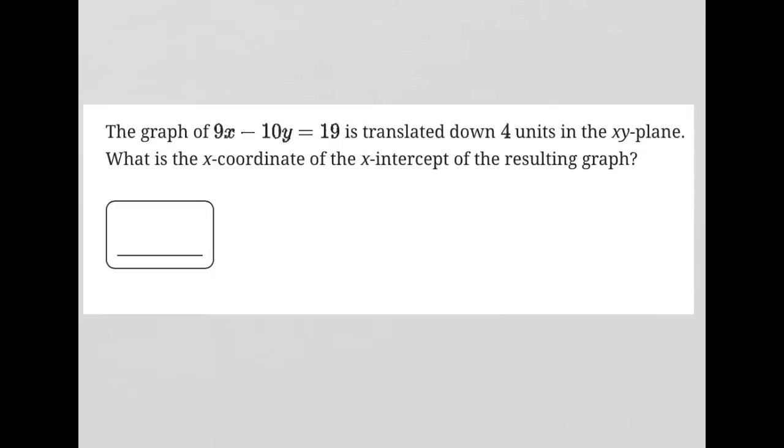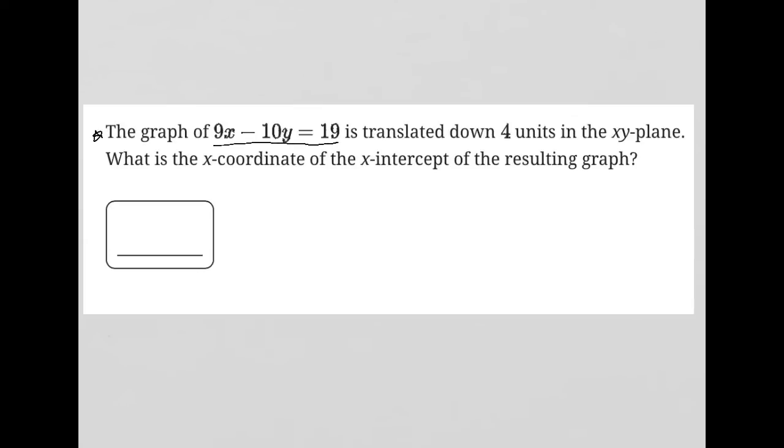So this question says the graph of 9x minus 10y equals 19 is translated down 4 units in the xy-plane. What is the x-coordinate of the x-intercept of the resulting graph? So definitely talking about a linear equation here. There's no exponents contained in our equation.